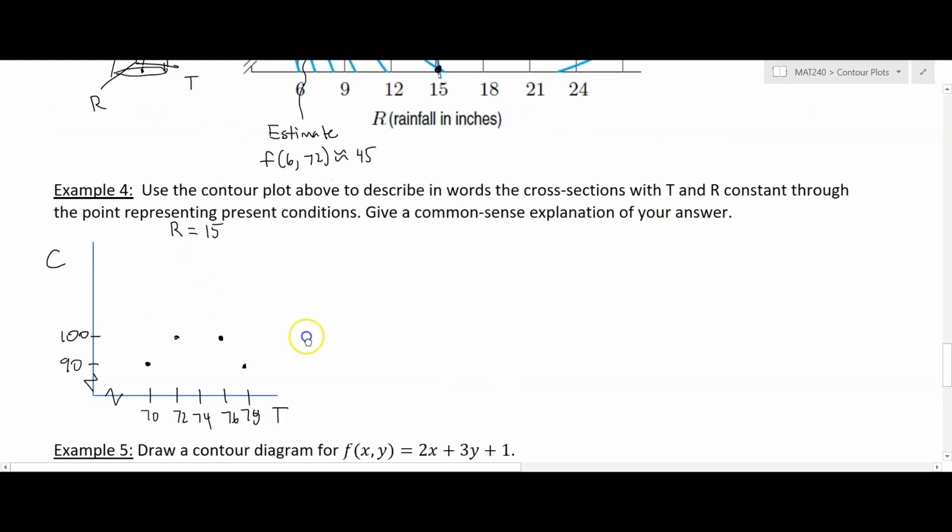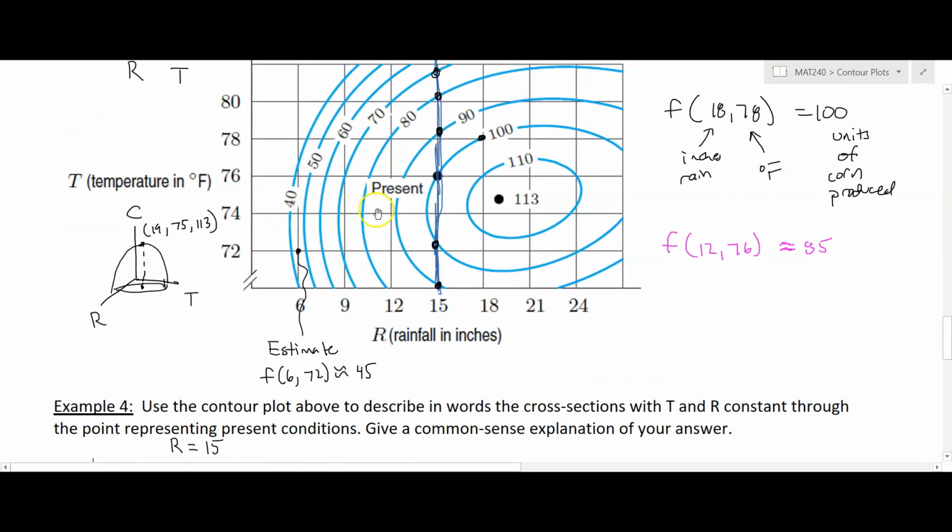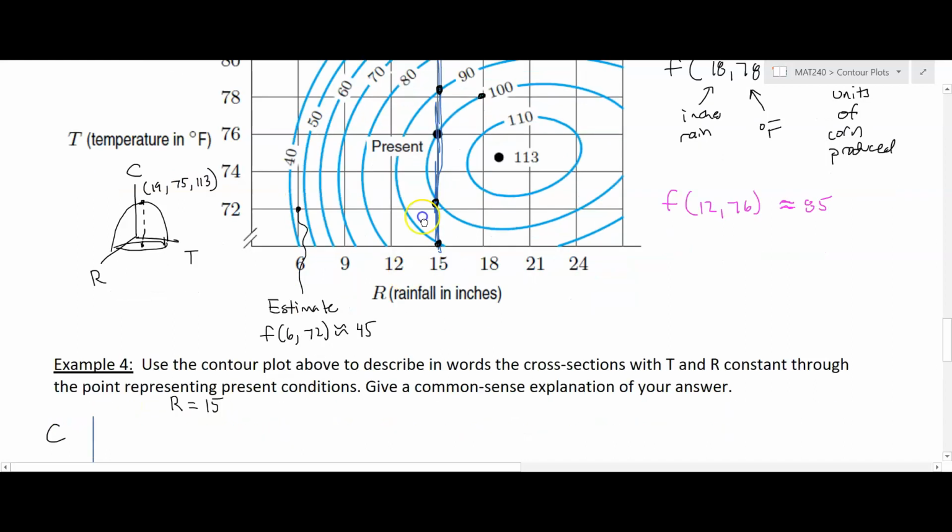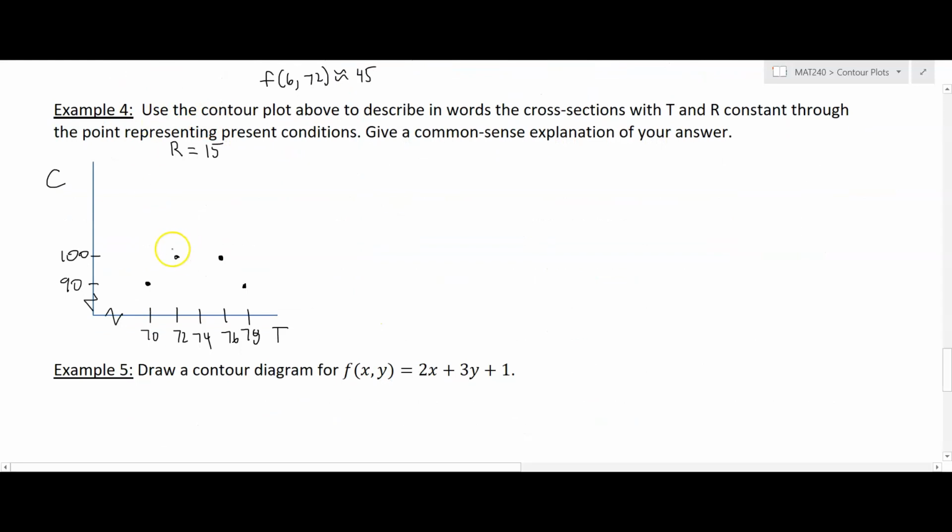We might also be able to argue that 74 degrees, which is here, falls somewhere between 100 units and 110 units. So it looks like 74 degrees gives us an even higher production. We'll estimate that to be about 102 or 103, so maybe I'll draw it a little bit higher. And we can connect these dots and see what's happening to corn production versus temperature.